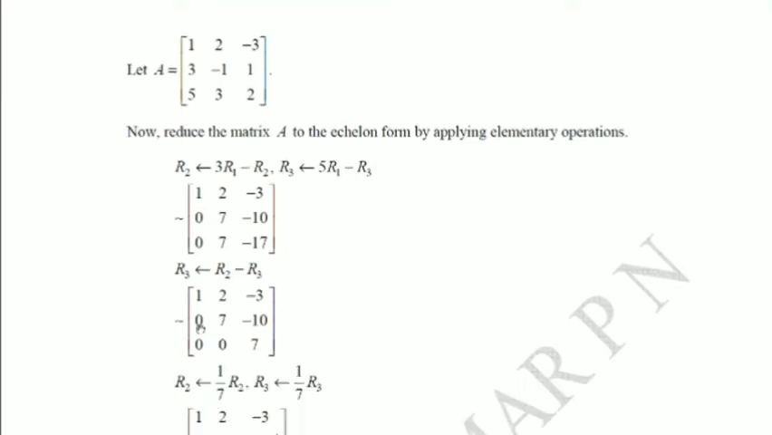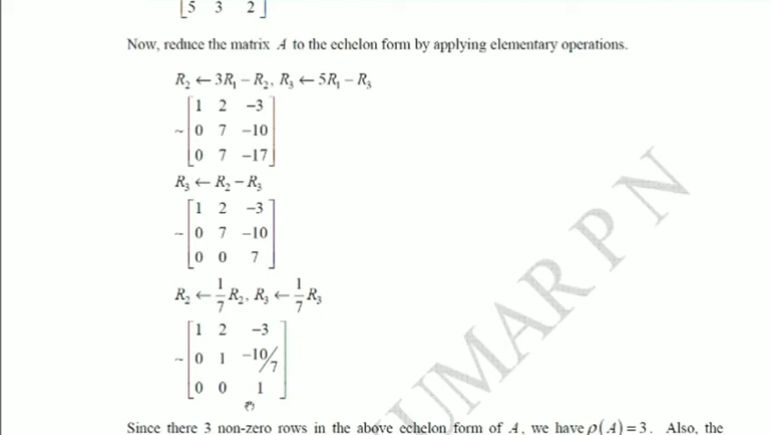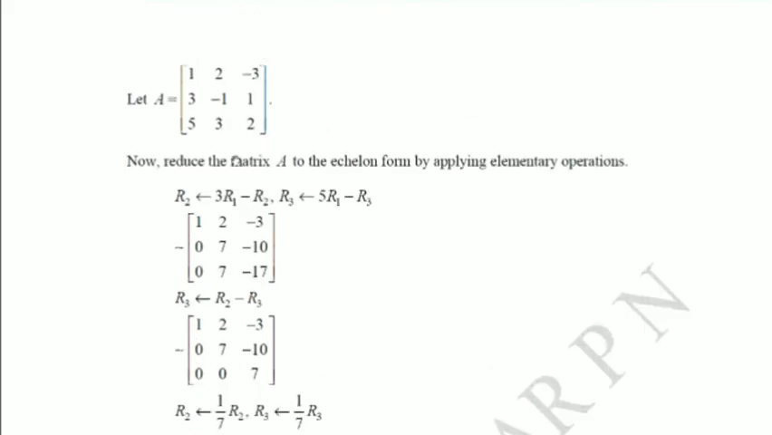Now, as I said earlier, we'll divide this second row by 7, or multiply by 1 by 7, so that this becomes 1. And in the third row, this is the leading entry, and we have to make this one as 1. Straight away divide by this number, or multiply by 1 by 7. So these two give you this. Now this is the row reduced echelon form of the matrix A.